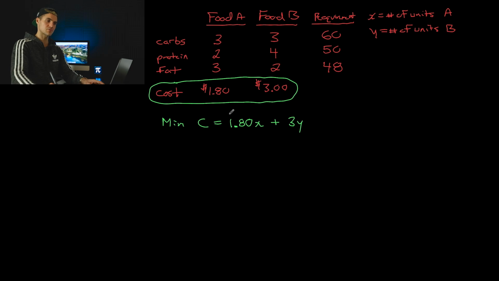Right? So that's going to represent the total cost right there, and we are trying to minimize that. Now, what are going to be our constraints here? So our constraints we're going to get from these rows here for the carbs, protein, and fat.